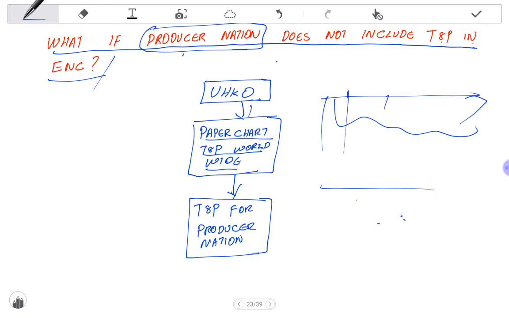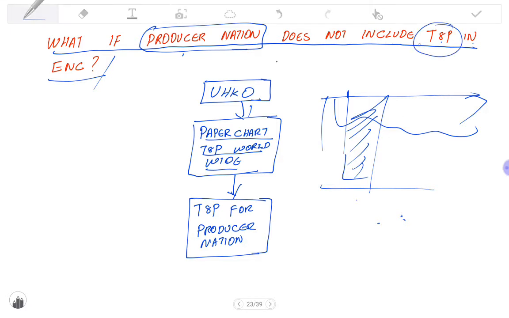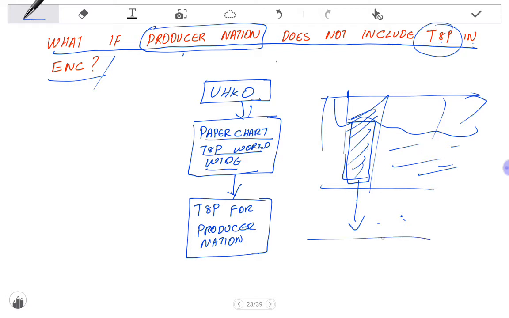Okay, so for this region, the ENC does not include the TNP notices. For the rest of the areas, the TNP notices are already included in the ENC. So what the UKHO will do is take out this area's TNP, and when they are making the AIO layer, they only add this area's TNP in the AIO layer.